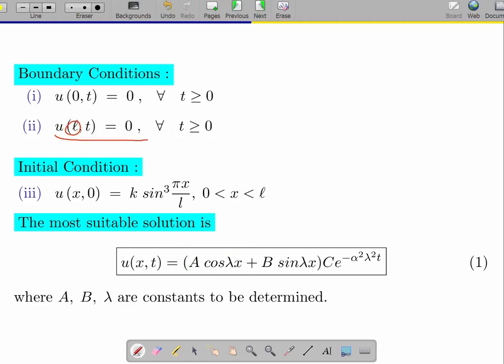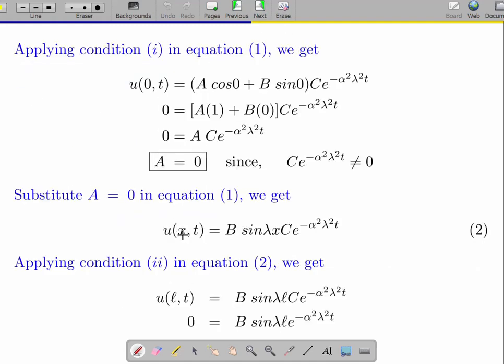So instead of x, I am going to replace l. So here u of l comma t. Instead of x, I replace l. Therefore, we already know that when u of l comma t is 0, there is only this possibility.